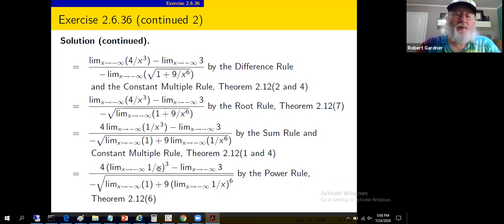Here's a limit of 1 over x. I know what that is, it's 0. Here's a limit of 1 over x. I know what that is, it's 0. There's a limit of a constant and a limit of a constant. I know what those are too.